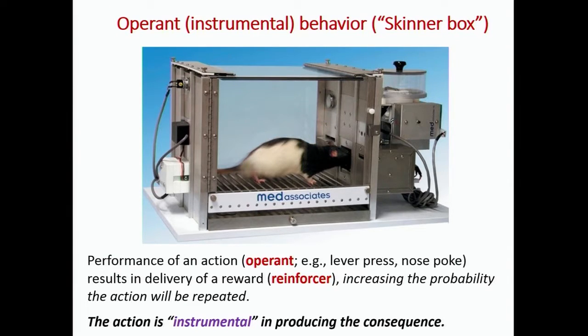And this reward here, the rat is nose poking into this little hole. It's probably getting either a sugar pellet or maybe some sort of sucrose solution or something like that. Could also be an alcohol solution. And over here, you have a lever, and that's the lever that it presses to get the reward.